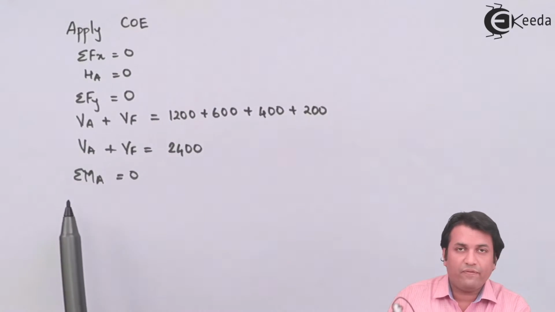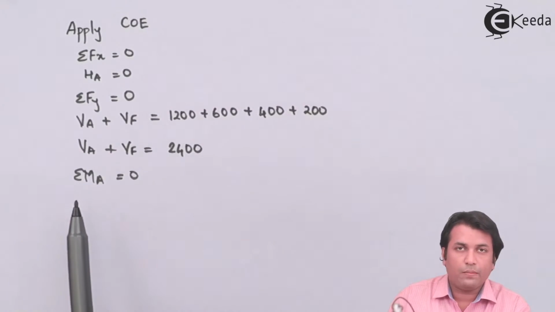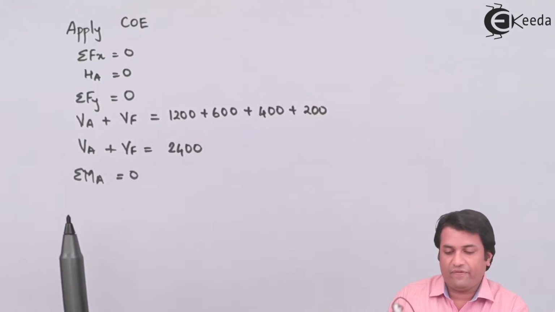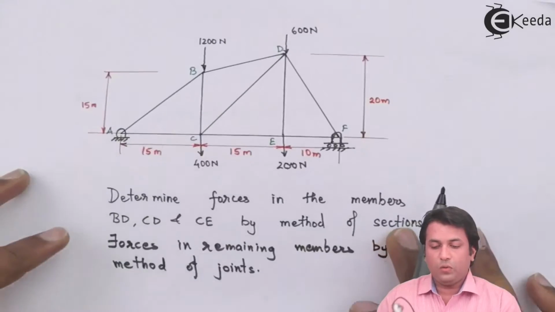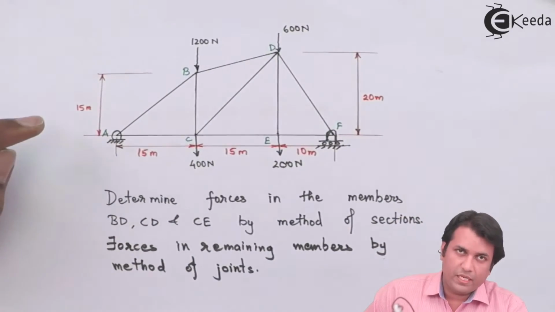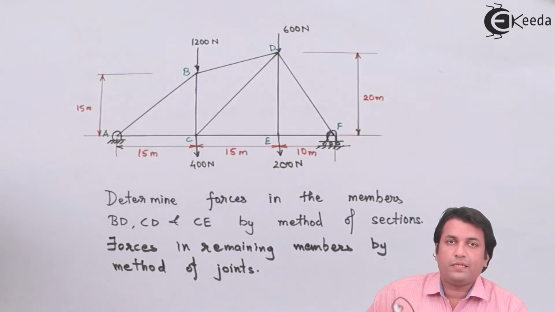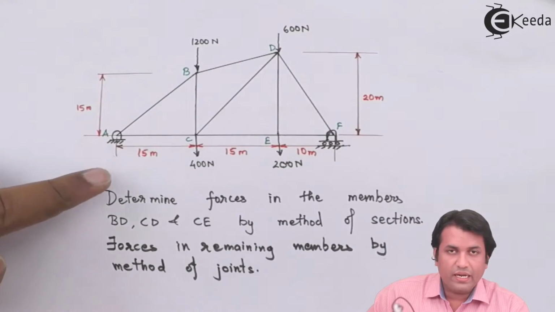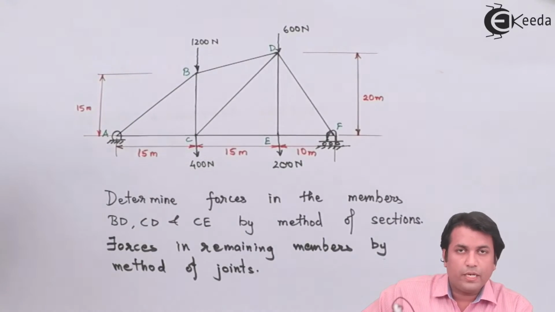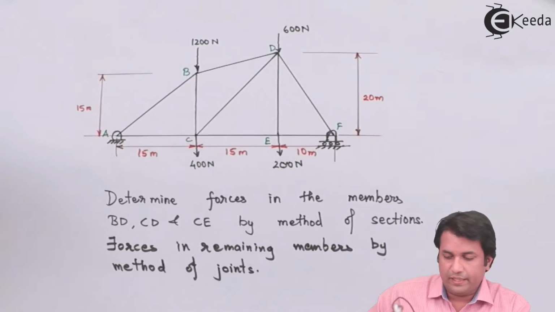Now, the next step that I'm doing is taking moment about A so that I can find out the reaction force at F. If I take moment about A, the horizontal force, the moment will be 0. The reason: it is passing through the moment center. Vertical reaction force at A, again 0. The moment will be 0 because it is passing through the moment center.